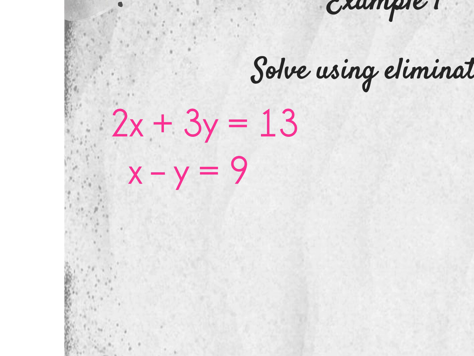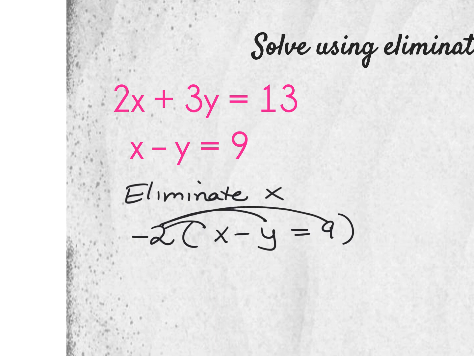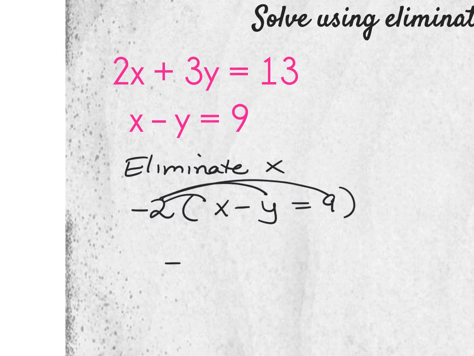I'm going to try to eliminate x, and again, it's totally up to you. In order to do that, I'm going to take my second equation and multiply it by -2. I need to distribute -2 to the x, to the y, and to the 9. So now I'm left with -2x plus 2y equals -18.